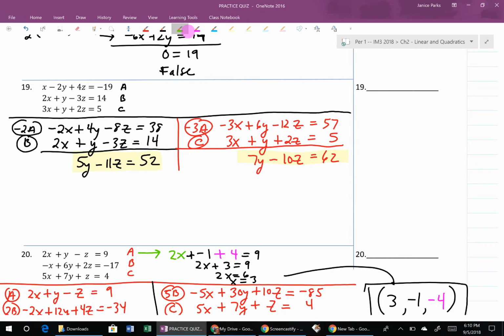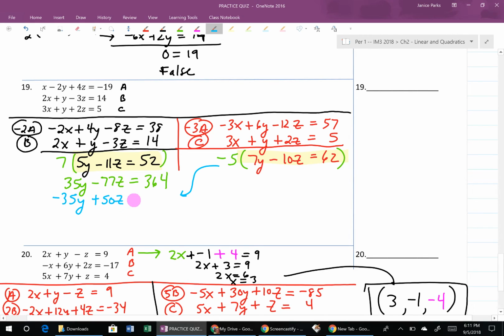I'm going to multiply to get rid of the y variables. It seems easier, so I'm going to multiply this one by 7 and this one by negative 5 so that I can get rid of them by making one 35 and the other one negative 35. So this is going to give me 35y minus 77z equals 52 times 7, which is 364. Then I'm going to multiply this equation, write it underneath. So it's negative 35y plus 50z, and then 62 times 5. So that's 310.